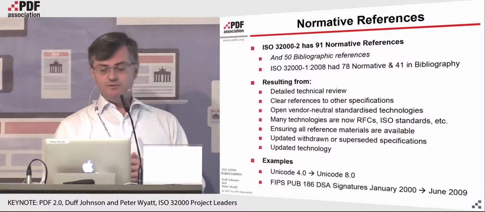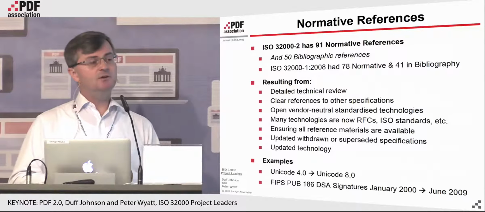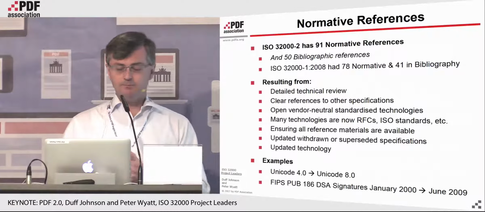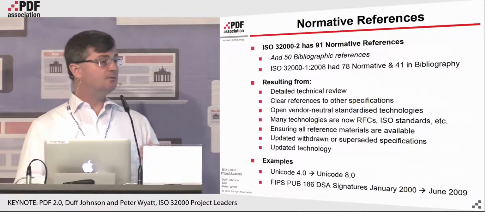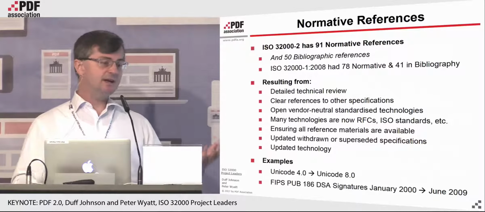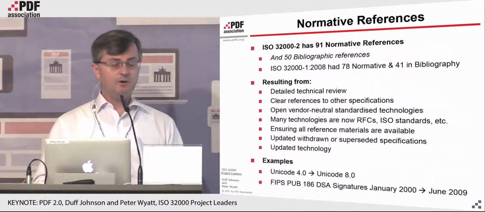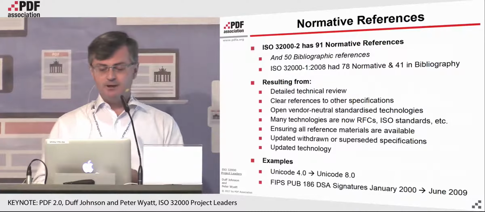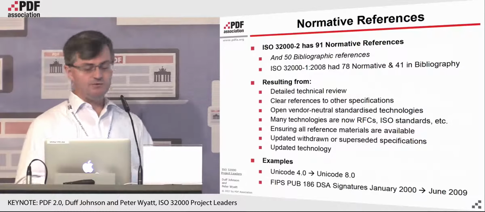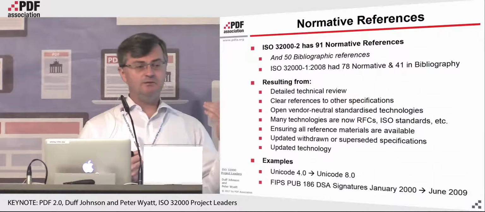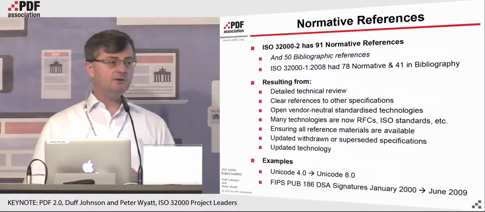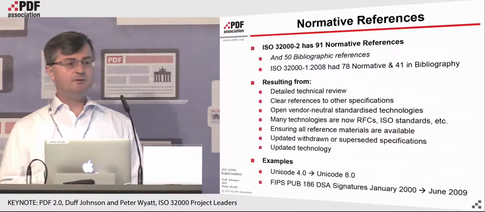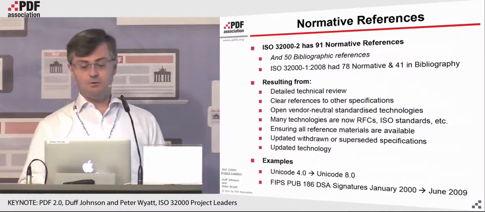We've updated withdrawn or superseded specifications. When an ISO standard is withdrawn, you can no longer acquire it, which is obviously a problem. And also as the technology's evolved, we want to keep up. Just as an example, a very easy example, and it's not the only one, we've moved the spec from Unicode 4 to Unicode 8, and you can see that one of the digital signature documents has moved from the 2000 edition to the 2009 edition. And you would appreciate that in the encryption and cryptography world, that's a significant step forward.